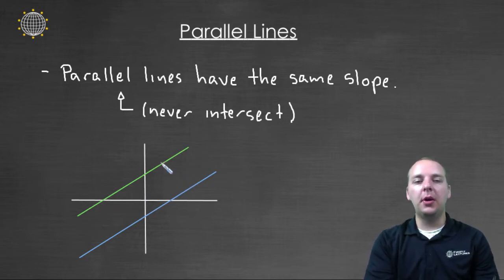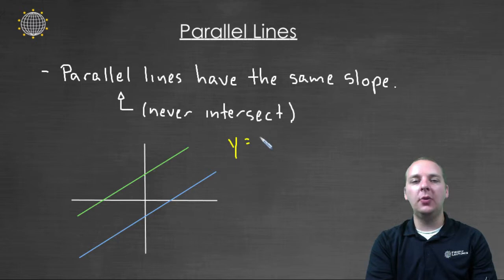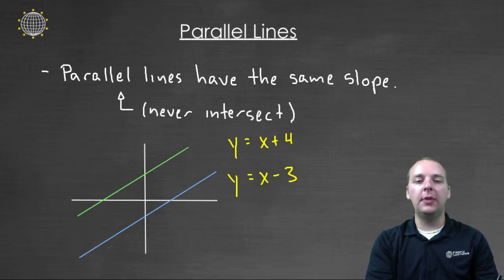So let me make up a couple equations for these. I don't know exactly the equations of the green and blue line, but we'll make up something that closely resembles these guys. Maybe the green line is y equals x plus 4, and the equation of the blue line is y equals x minus 3. So these guys would be parallel. Now, how do I know? Well, look at the slopes of each of these. The first equation has a slope of 1. There's an understood 1 here. And so does the second equation.